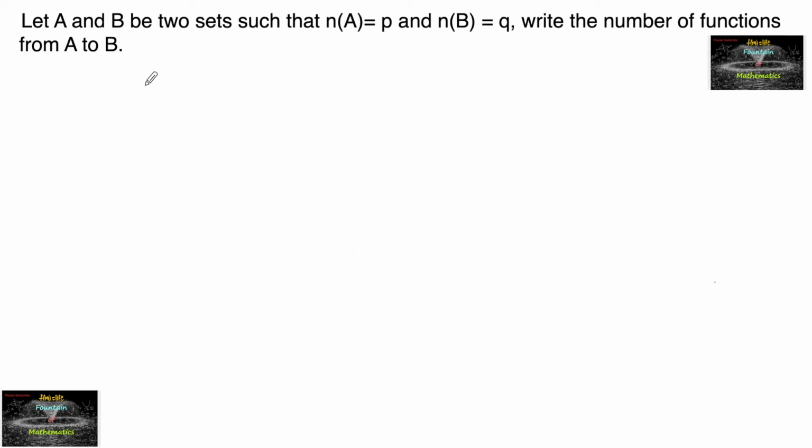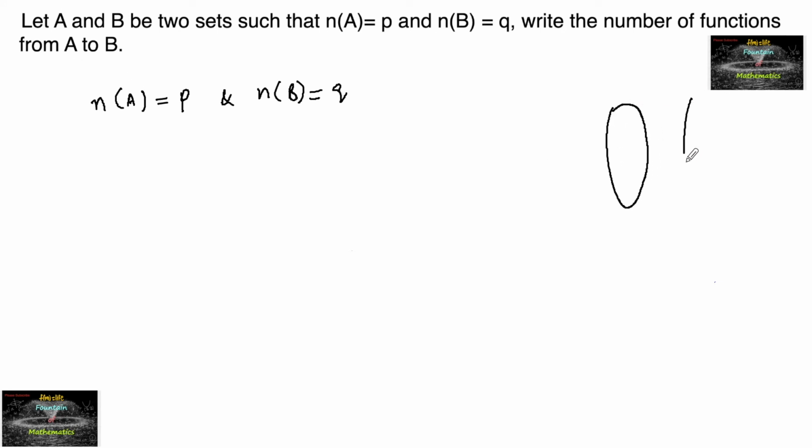Let A and B be two sets such that the number of elements in the first set A is P and the number of elements in the second set B is Q. Write the number of functions from A to B. Suppose there are P elements. Let me write those elements in set A as A1, A2 and so on, AP. And in set B, there are some Q elements. Let me take B1, B2 and so on, BQ.